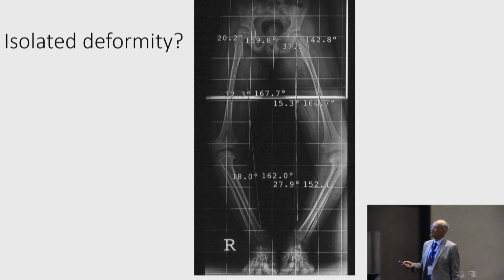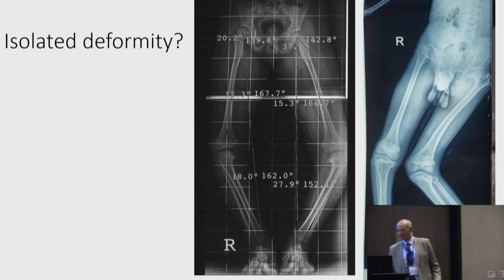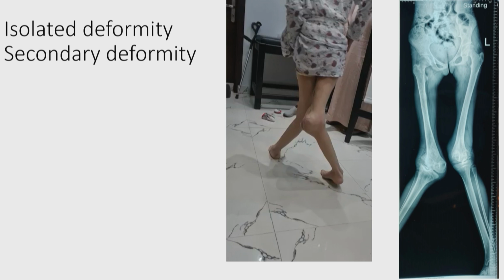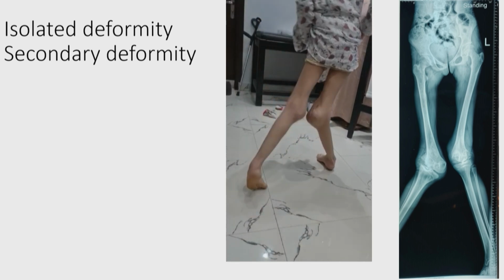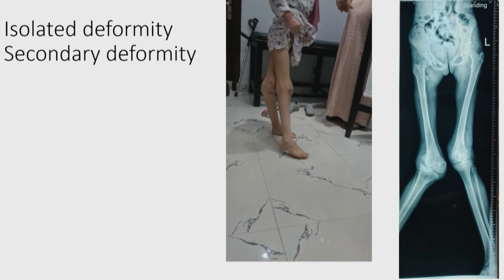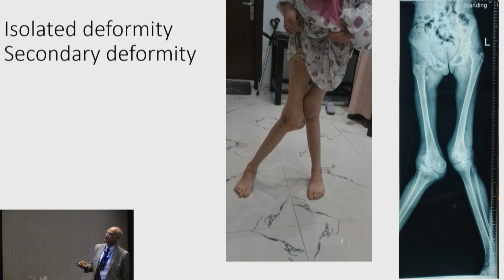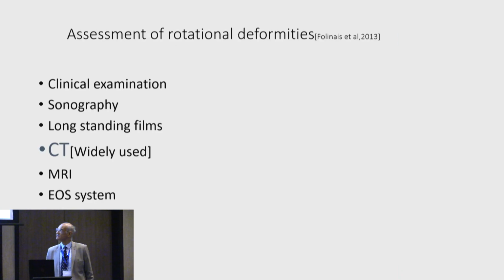It's not an isolated deformity. You have varus, you have other problems. So you cannot say it's just a purely rotational problem. It can be a secondary rotational problem. In this case of physeal injury, you see the way she walks. She has ligamentous laxity and long-standing deformity, which can give you this picture.